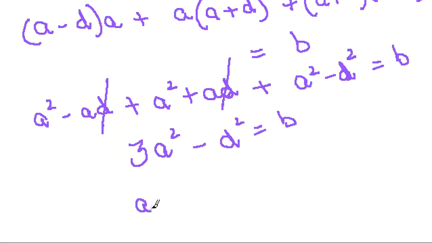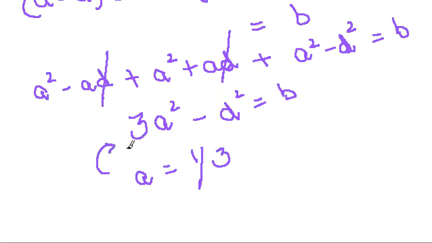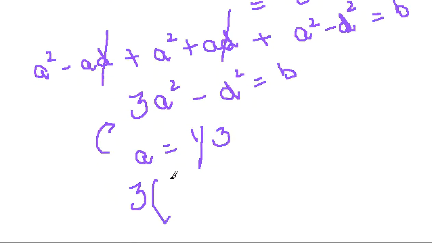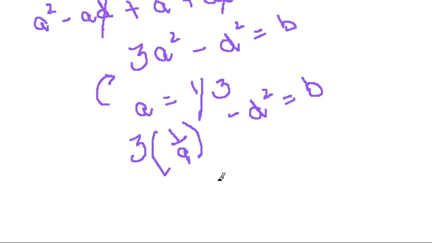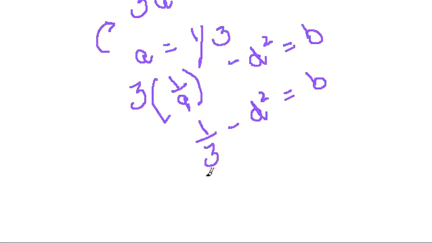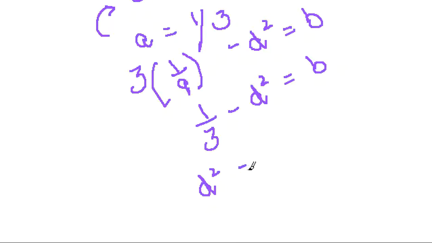But we already computed that a is nothing but 1 upon 3. Putting this value inside the equation, we get 3 into 1 upon 3 whole square, that is 1 upon 9, minus d square equal to b. Therefore 1 upon 3 minus d square equal to b. Therefore d square equal to 1 upon 3 minus b.